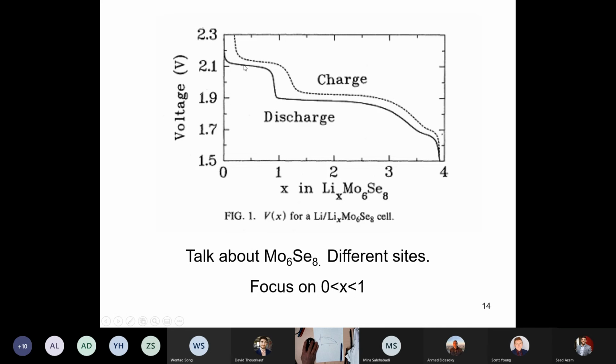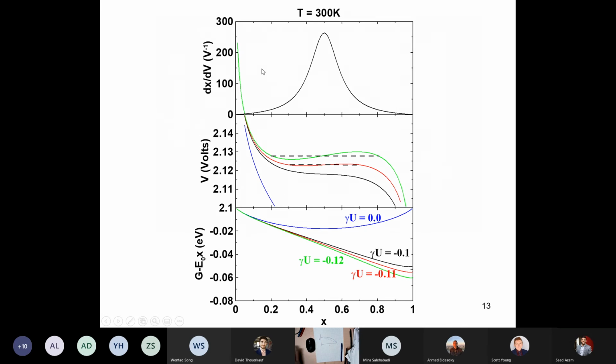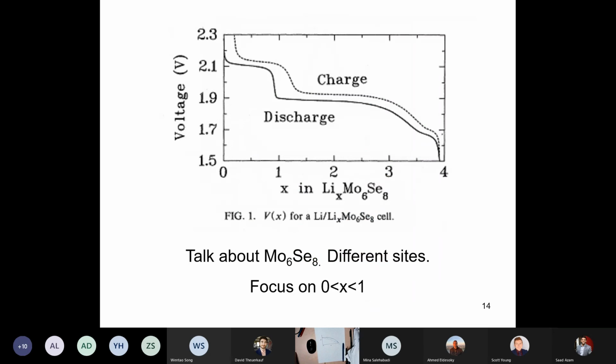And if you look at this first part of the discharge curve, it has a shape a lot like this black curve. Okay. So we're just going to talk about lithium filling this set of sites on this simple cubic lattice with a lattice spacing of about 7 angstroms.